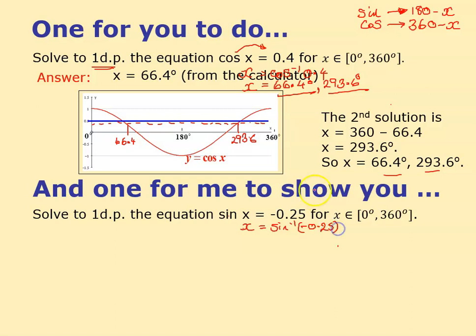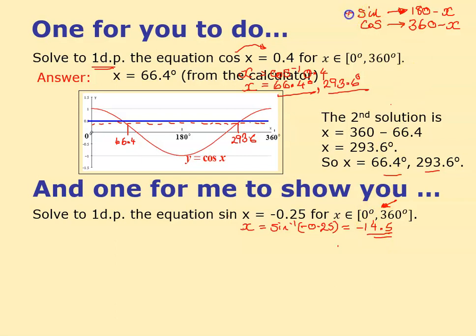And I suppose here's the trouble with this one, and this is why I wanted to show you it. If I type this into my calculator, I get the answer minus 14.5 degrees, and that's not even in the right zone. The interval they've told me to give answers in is 0 to 360, and immediately my answer here is minus 14.5. So you can see the problem here.